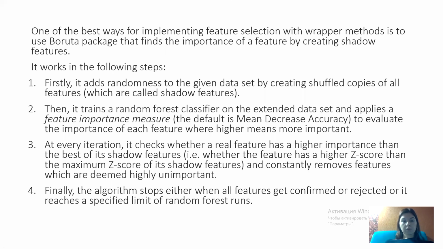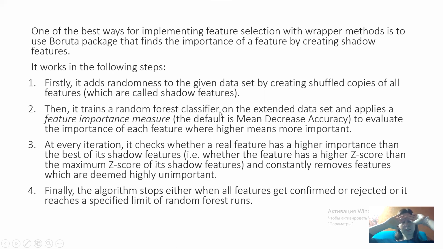The best way of implementing feature selection with wrapper methods is to use the Boruta package, which defines the importance of a feature by creating shadow features. Shadow features, a new term. And it works in the following steps. Boruta package: firstly, it adds randomness to the given data set by creating shuffled copies of all features, which are called shadow features. Then it trains a random forest classifier.